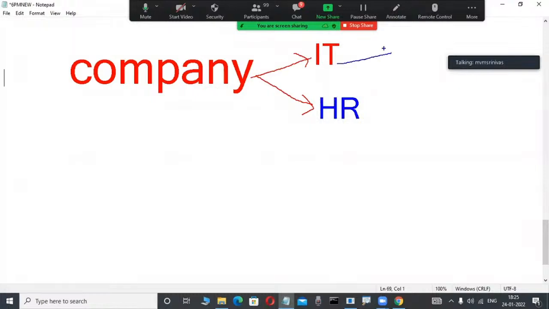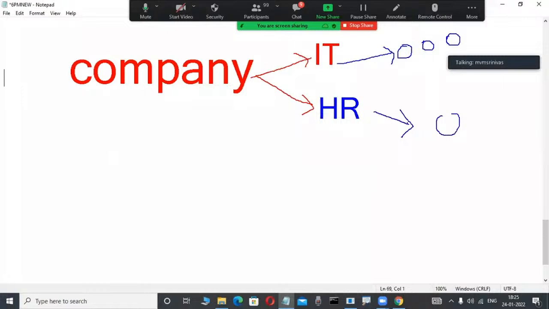In this IT department, suppose you are joining a company, you would also be working in the IT department, right? Yes. Okay, in this IT department, for example, 3 employees are working. Okay, fine. Again, in the HR department, 1 employee is working.